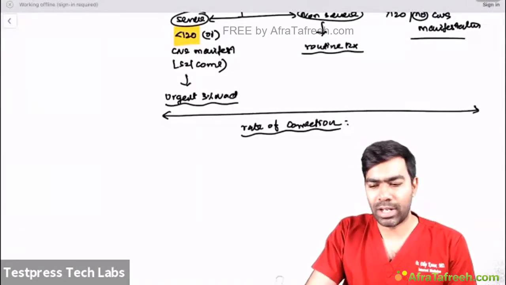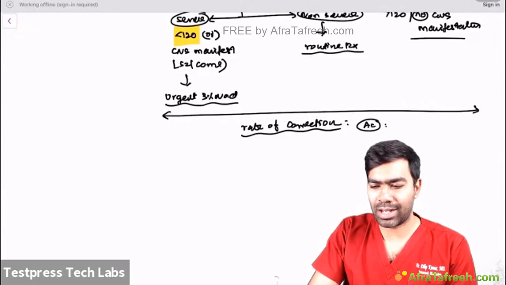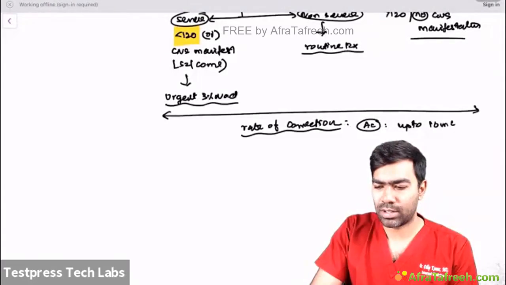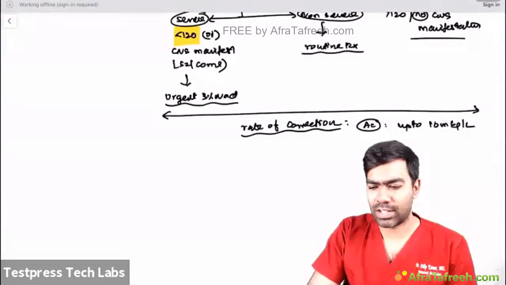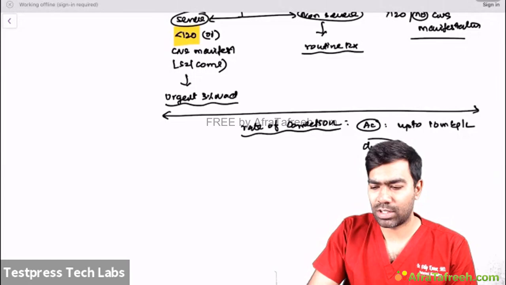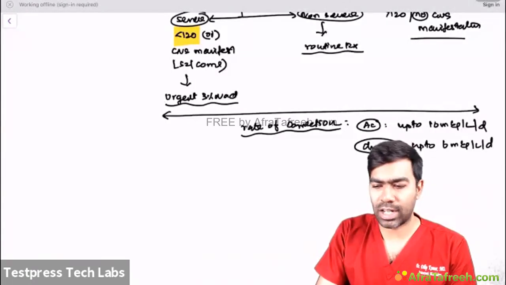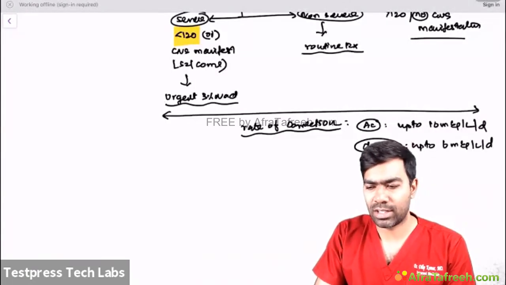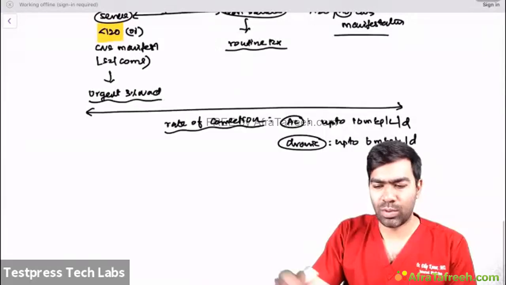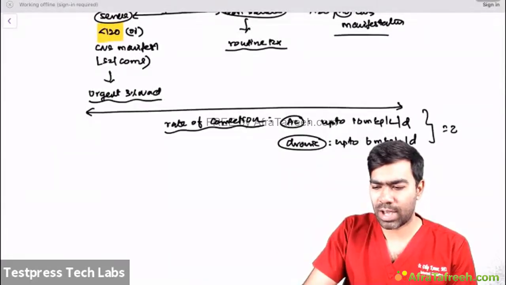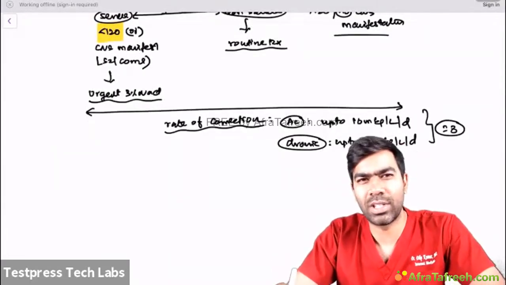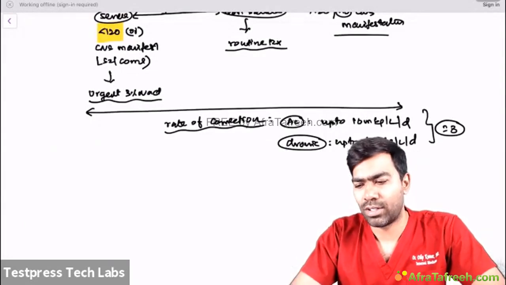But they'll be telling you in acute hypernatremia, you can correct up to 10 milliequivalents per liter. And as far as chronic hypernatremia is concerned, you can correct up to 6 milliequivalents per liter per day. So this is the rate of correction, 10 and 6. But overall, whether acute or chronic, you can take some average of 8. 8 is supposed to be the standard most of the times. You can correct up to 8 per day.